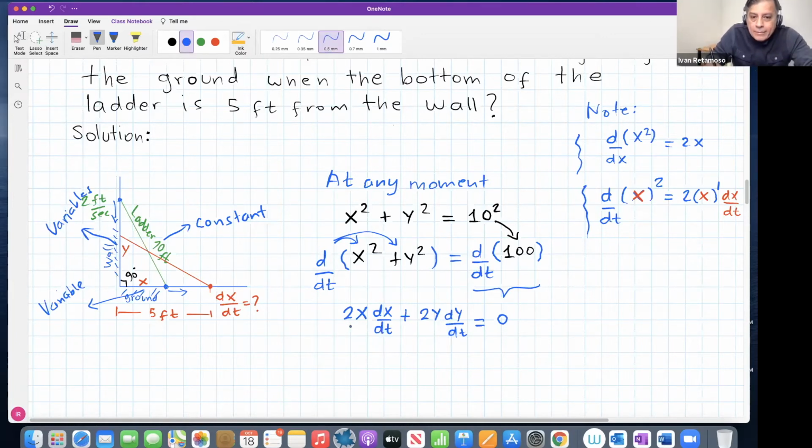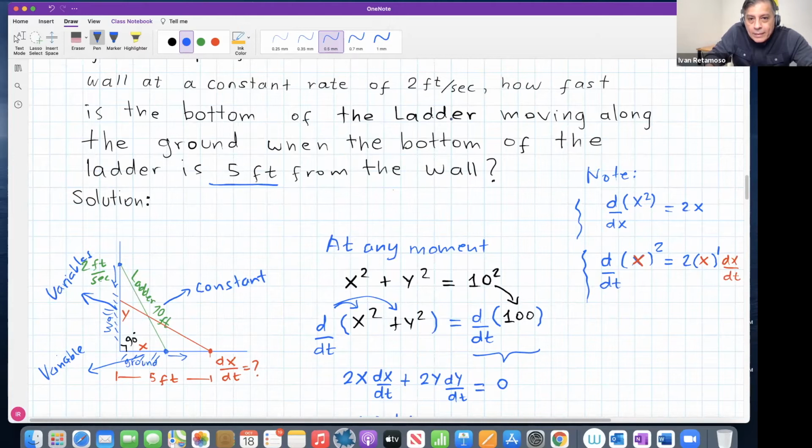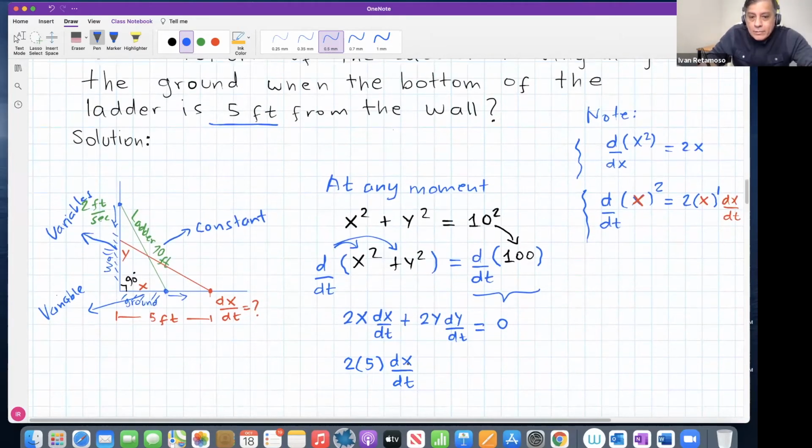So here, for example, x. Do we have x? Anybody could tell us what is x? They want this when the ladder is 5 units away from the wall. So this should be 5, right? For this one, we have 5. dx/dt we don't have. And indeed, the question is this: how fast is the bottom of the ladder moving along the ground when the bottom of the ladder is 5 feet from the wall? So this we have to find. We don't have it.